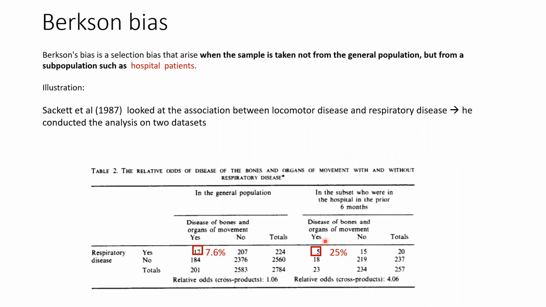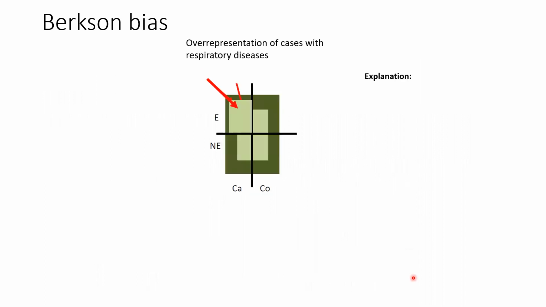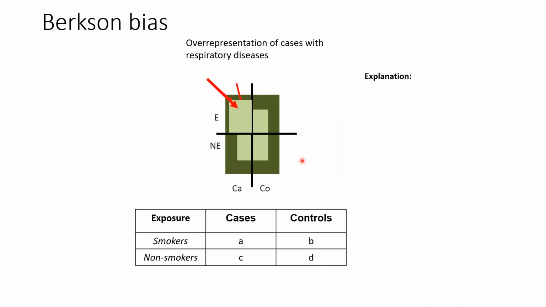In my hospital patients, I will have a higher percentage of people with respiratory disease and locomotor disease. So I will have an overrepresentation of this population, and it will definitely bias my effect estimates, or my odds ratio. So this is the representation. The first set of exposed and cases, respiratory disease and locomotor disease, would be an overestimation, and I will have an overestimation of the odds ratio.